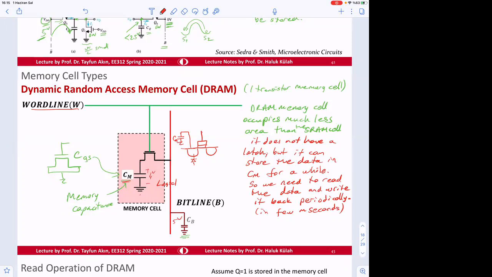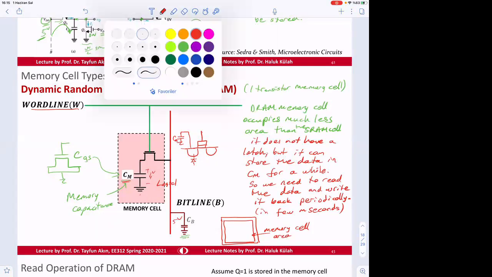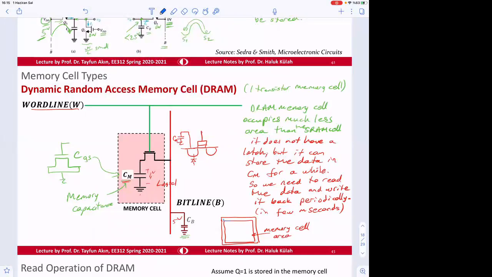Okay. So this is a tough looking job, but it's worth it because if you think about the memory chip, the memory cells occupy this much area. Memory cell area. And then you can put circuitry here, maybe circuitry for this refreshing.